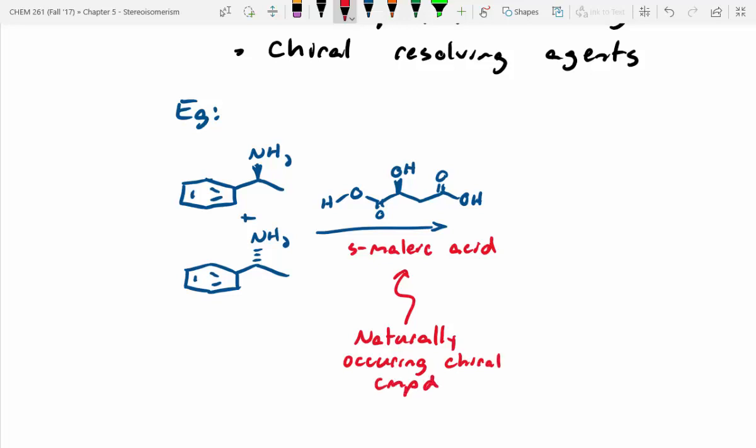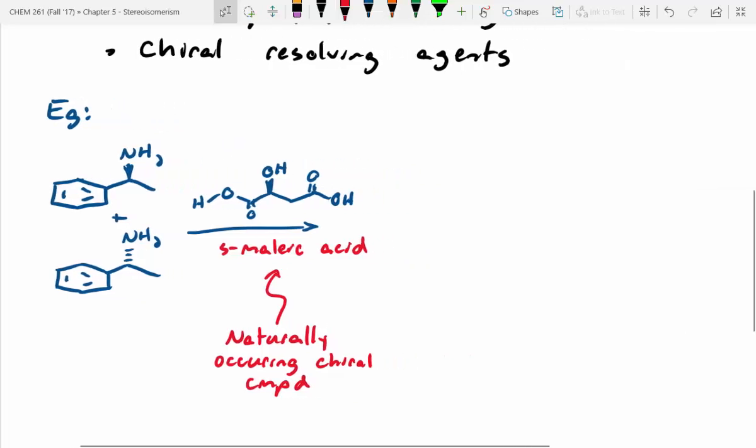So you can get a bunch of different sugars or amino acids, things like that, that are naturally pure enantiomers, so they're exclusively R or exclusively S. And what do you think will happen if you react an amine with this compound? What functional group do we have over here? Carboxylic acid. And an amine is a pretty good base, right?